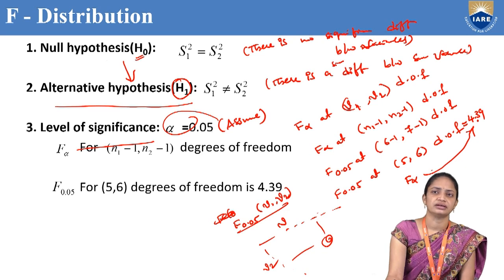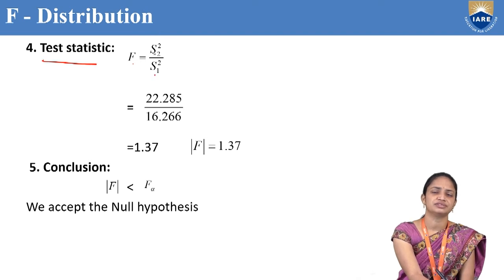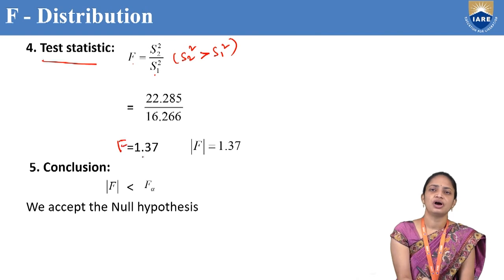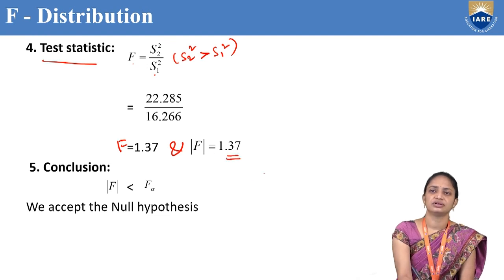So now we need to calculate the test statistic. Our formula is F equal to S2 square by S1 square. Why are we writing this formula? Because S2 square is greater than S1 square. So S2 square value is 22.285 divided by S1 square value 16.266. After simplification, we will get F equal to 1.37. So that is mod F. If it is negative, we have to convert it into positive, so that's why we take the mod F value. So mod F equals 1.37.